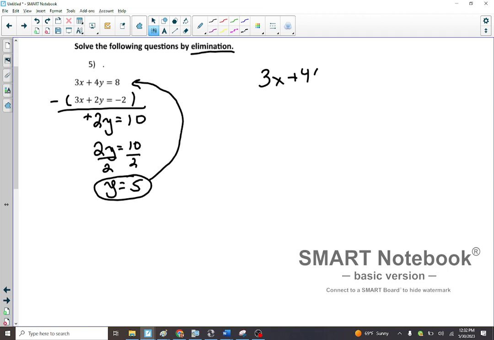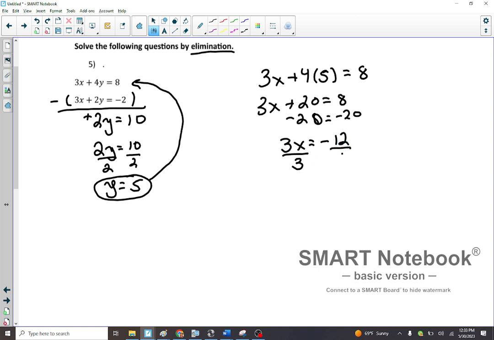3x plus 4 times 5 equals 8. Remember, it equals y, so you replace the y. 3x plus 20 equals 8. Minus 20. Minus 20. 3x equals negative 12. Divided by 3. Divided by 3. x equals negative 4. Your answer is negative 4, comma 5.